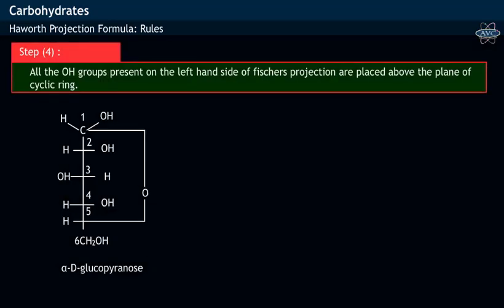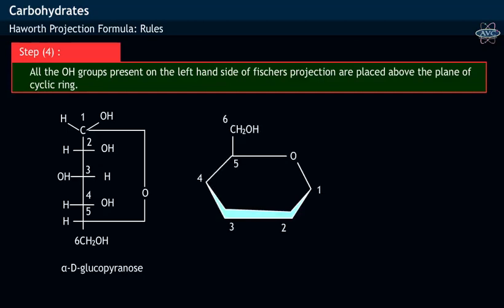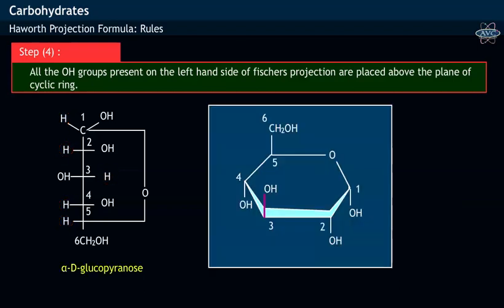Whereas the hydroxyl groups present on the left side of the Fischer projection are placed above the plane as shown. The respective hydrogens are placed above and below the plane of the cyclic ring. Finally, the Haworth projections of alpha and beta D-glucose are drawn as shown.